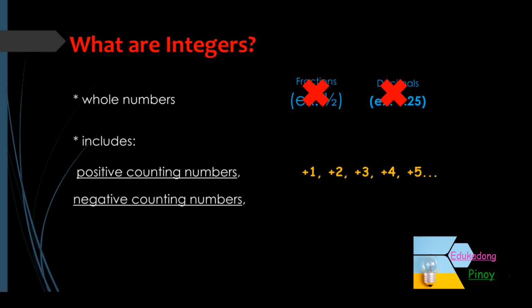You also have negative counting numbers. Negative 1, negative 2, negative 3, negative 4, and so on. And finally, we have 0. Bakit nakahiwalay yung 0? That's because 0 is neither negative nor positive. Basically, wala siyang sign. Ayan.